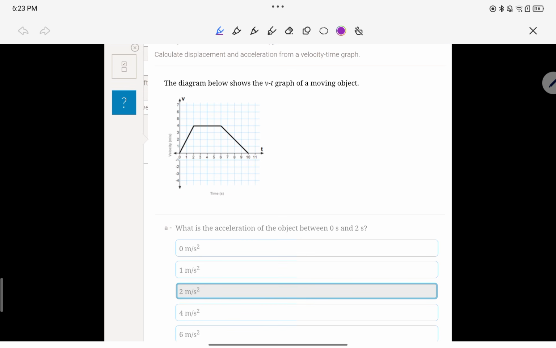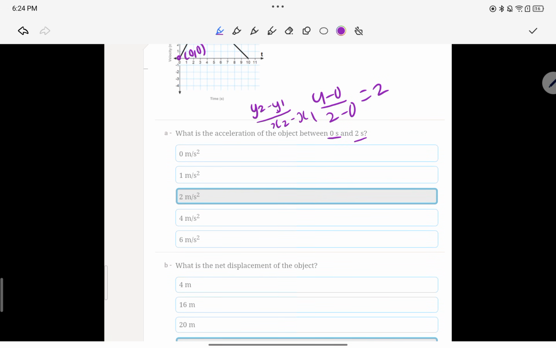Okay, now what we have to know is if they say acceleration, it means they want y2 minus y1 over x2 minus x1, which is the slope. They want it between 0 and 2, so 2 is here and 0 is here. So 0, 0, 2 and 4. So 4 minus 0 over 2 minus 0 equals 2.